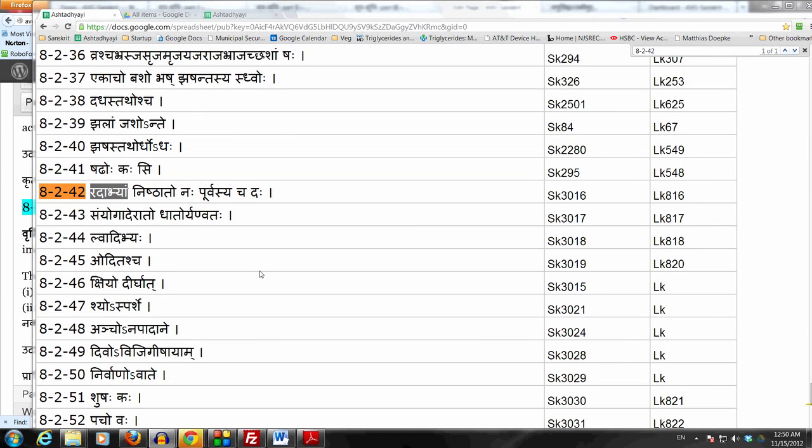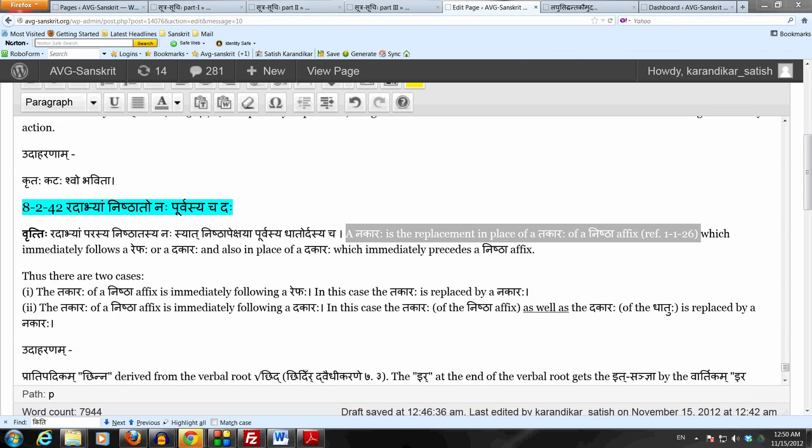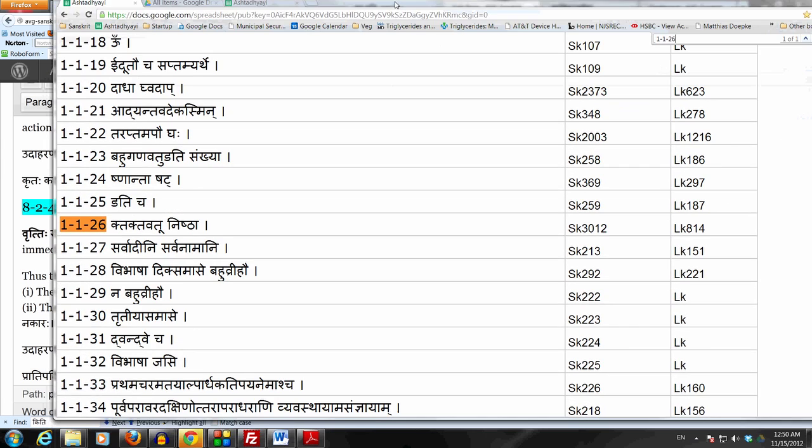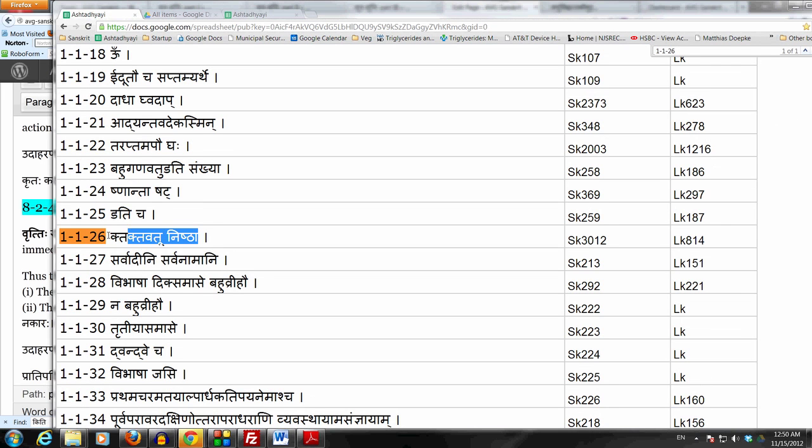Let us now start looking at some of the operations which take place when we add a nishtha pratyaya to a dhatu. Now recall that the only difference between the pratyaya kta and ktavatu, both of which have the nishtha sanjna by 1-1-26 kta ktavatu nishtha, is that once we derive the form ending in the kta pratyaya, all we have to do is just add the vat to get the form which is ending in the ktavatu pratyaya.